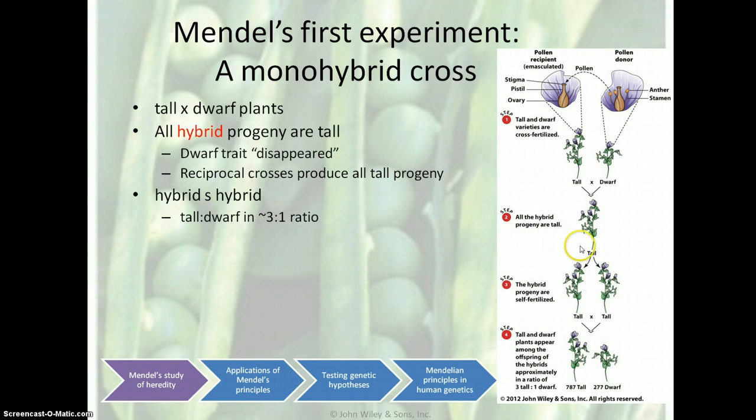Then next thing he did was cross those hybrids together, and I see a little typo on my slide here. That should be an X. This X denotes crossing, or essentially the breeding of these organisms together. I apologize for that little typo.